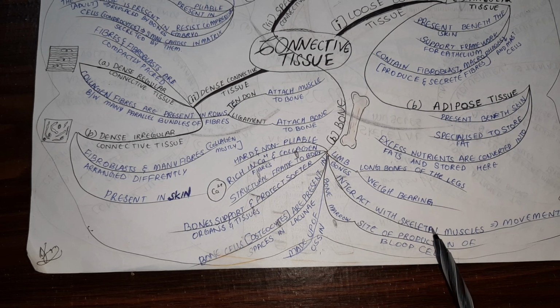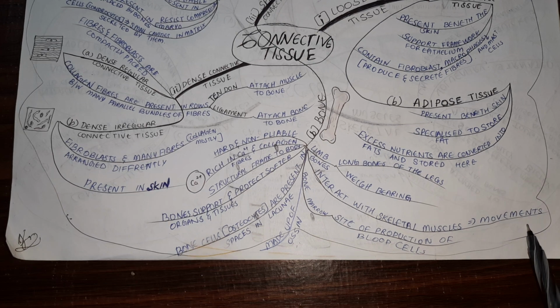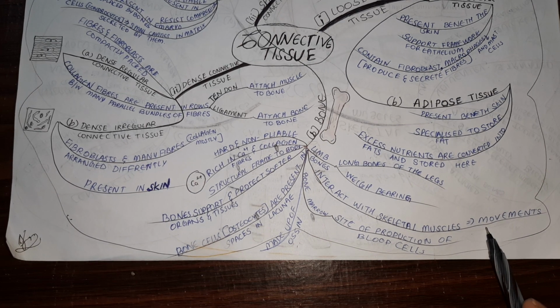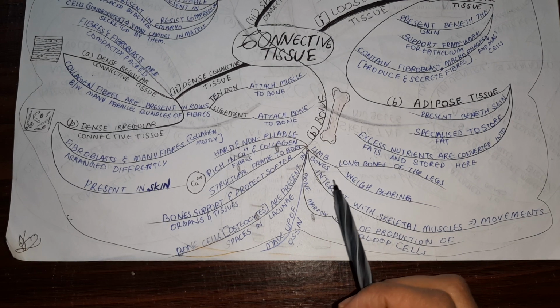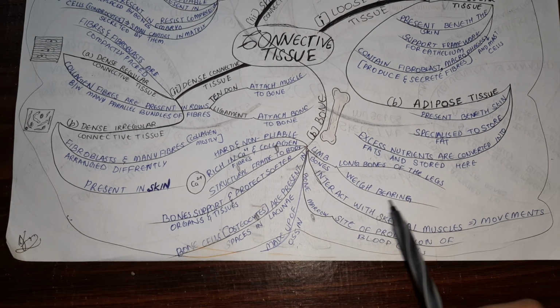Bones interact with the skeletal muscles and they bring about movements in our body. With the help of these bones and muscles, we are able to move. The limb bones are the long bones of the legs and they help in weight bearing. They bear the weight of the body.